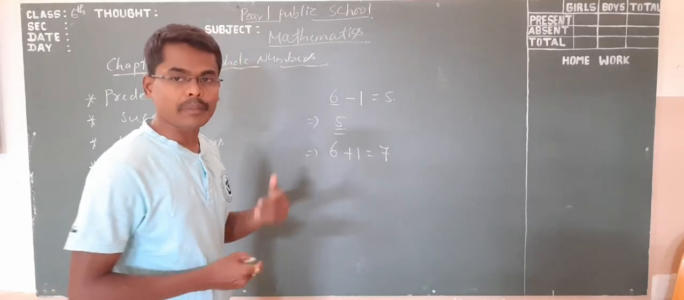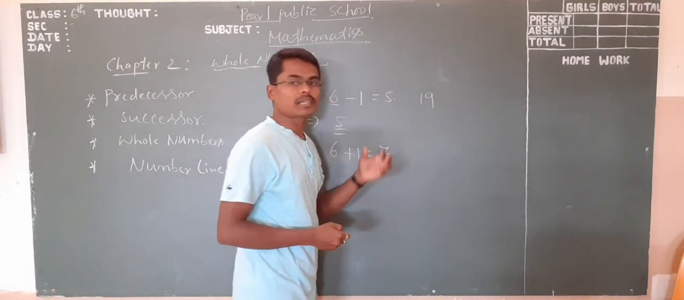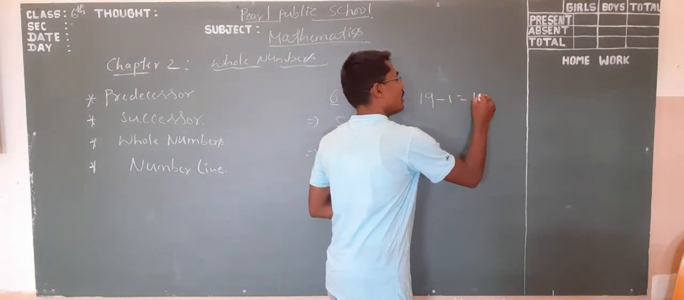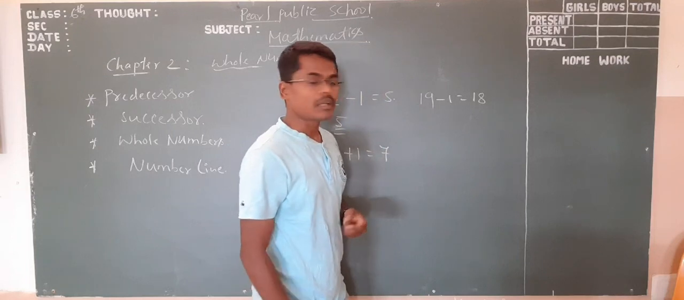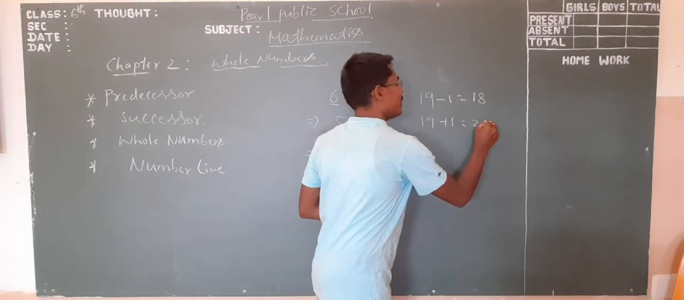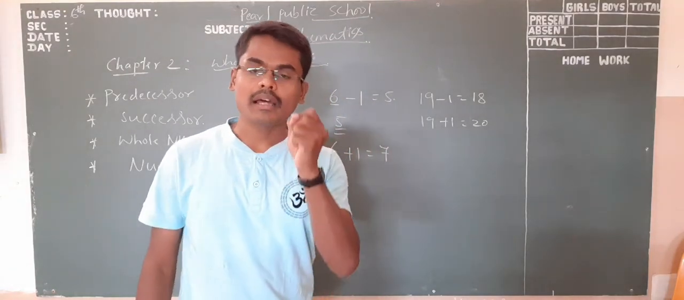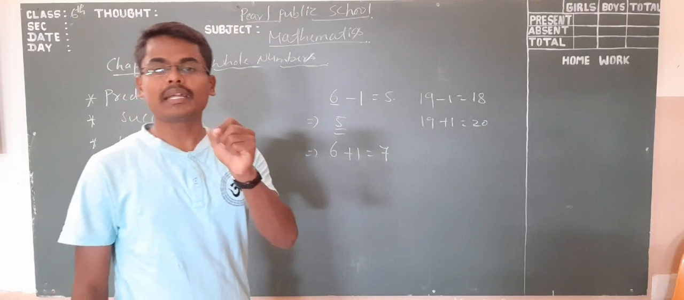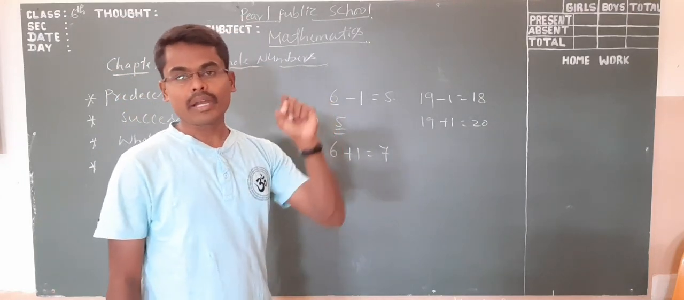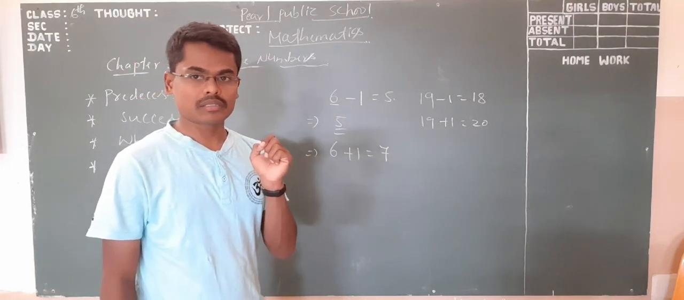Like that you can take some other examples also. Now I am going to take the number 19. What is the predecessor of the number 19? That is number 18. Then what is the successor of the number 19? That is 20. Here the number 18 is the predecessor of 19. Again the successor of the number 19 is 20. Like that we can write the predecessor as well as the successor for the given numbers.